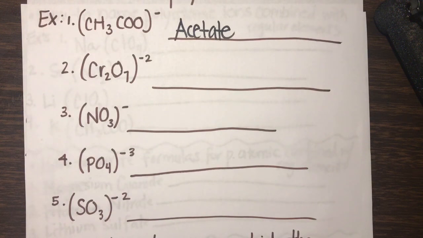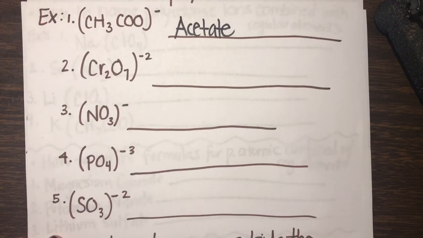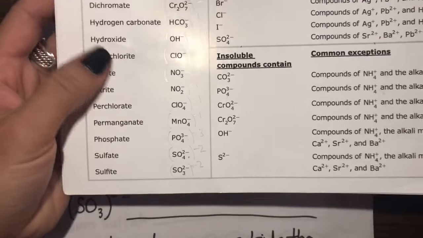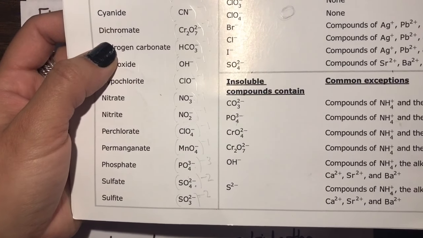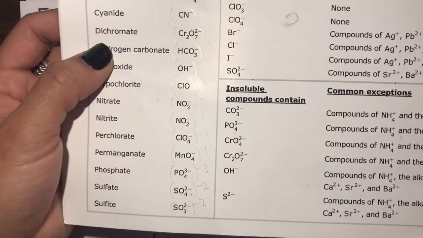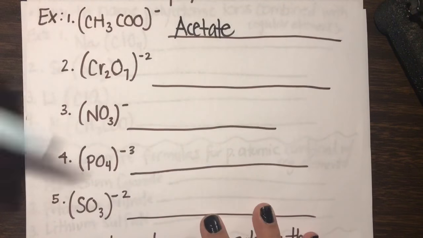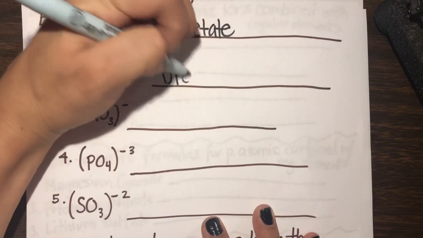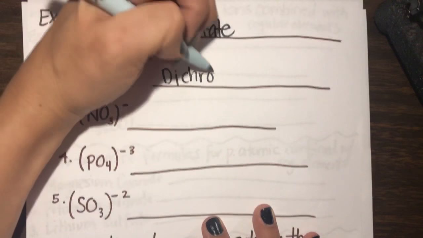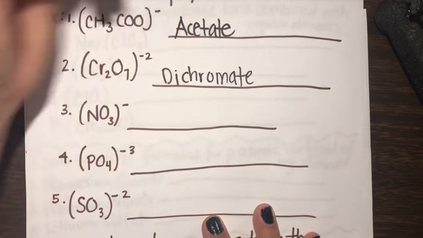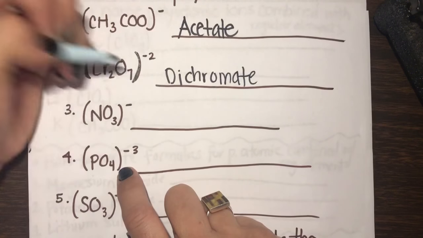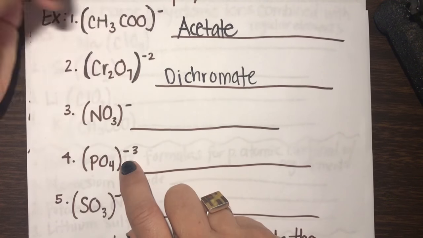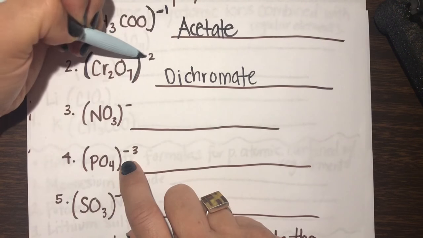Okay, now for the second one, Cr2O7. So I'd go here on the chart and look for that Cr2O7. And it's right here, called dichromate. So I would just write down dichromate. It's always safer just to put these in parentheses, and then you put the charge on the outside.